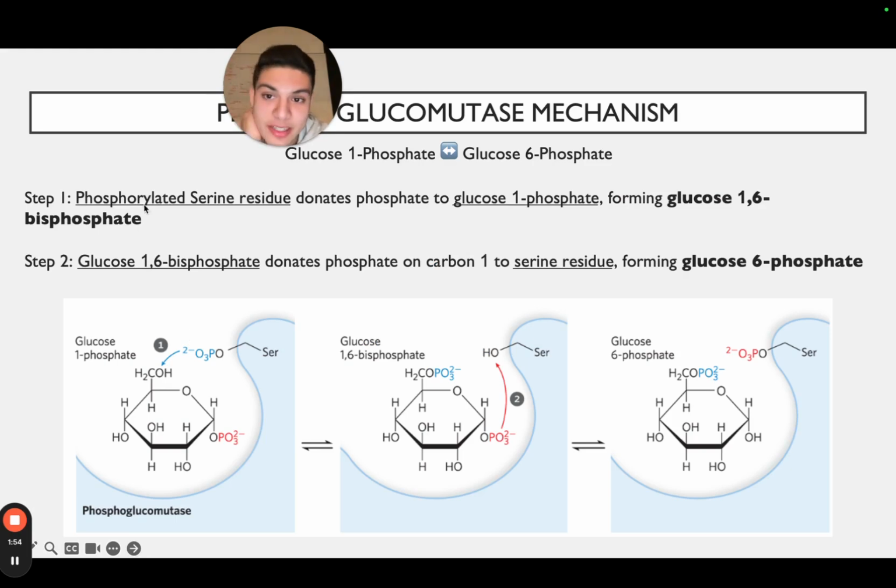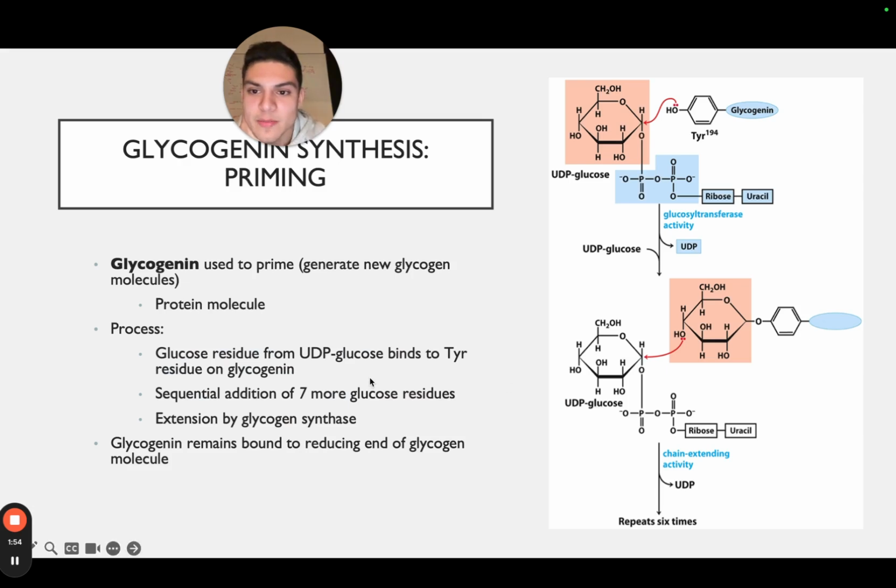So we have our phosphorylated serine residue, and this is going to donate our phosphate to glucose 1-phosphate, forming glucose 1,6-bisphosphate. So as you can see here, here's our phosphate. It's going to attach to carbon number 6 of our glucose 1-phosphate and form this bisphosphate glucose. And then from there, one of them is going to be donated onto that serine, and now we just did the full mutation. That's literally it. We add it to form this bisphosphate, and then we take the other one away.